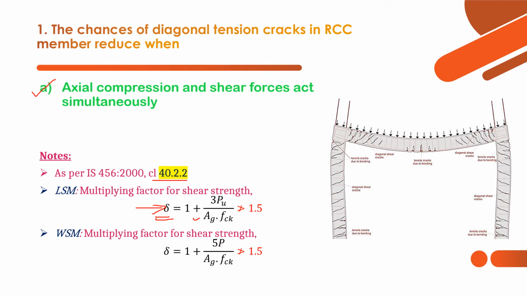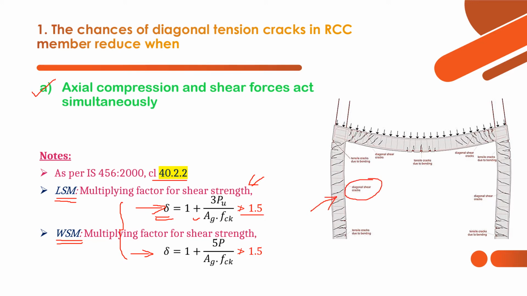So this is the multiplying factor we have to employ, so that shear strength is increased when the RC member is subjected to axial compression and shear forces, and this multiplying factor shall not be more than 1.5 in any case. This formula, that is this multiplying factor, is based on LSM, limit state method, and in case of WSM, working stress method, the multiplying factor is delta equal to 1 plus 5 P by Ag fck. So these two formulas are adopted to gain the shear strength in case of a member subjected to axial compression and shear forces simultaneously. So here you can see in this diagram.